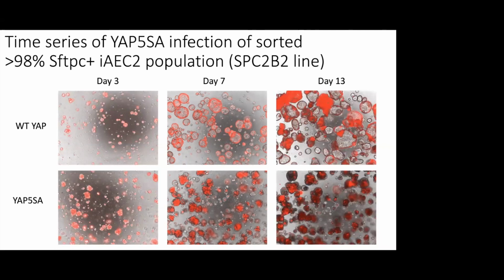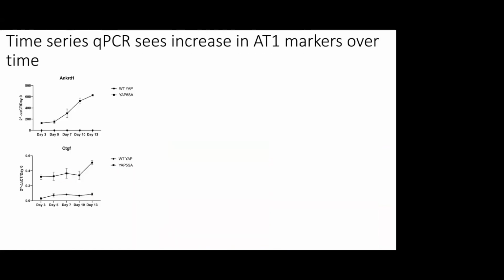So then to look at what this is doing transcriptionally, I looked at whole well qPCR over this same kind of time series. And so the first thing I looked at were downstream YAP targets. So cyclin D1 and CTGF are just very well known targets of nuclear YAP. And what you can see is that CTGF at least is significantly upregulated at day 3, and that one seems to be relatively stable in the YAP5SA population. Whereas cyclin D1, which is also significantly upregulated already at day 3, continues to climb over this 13-day time period.